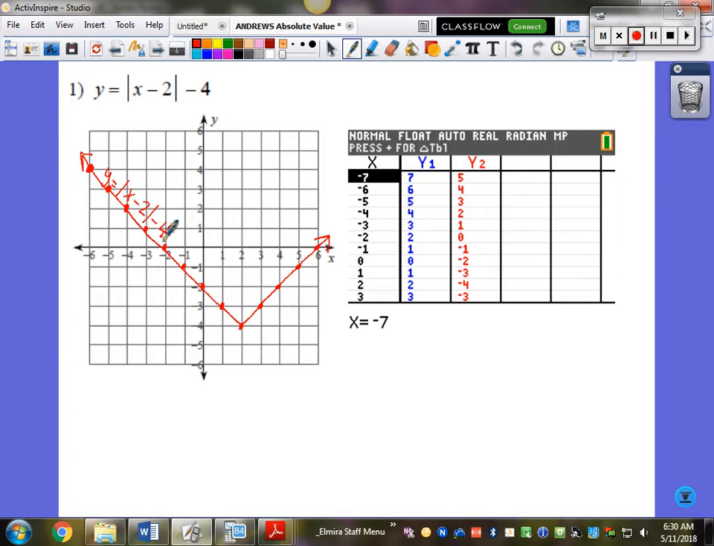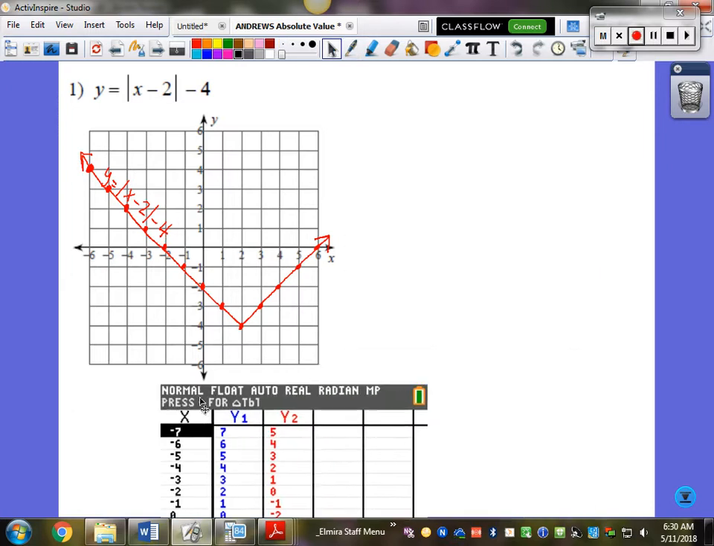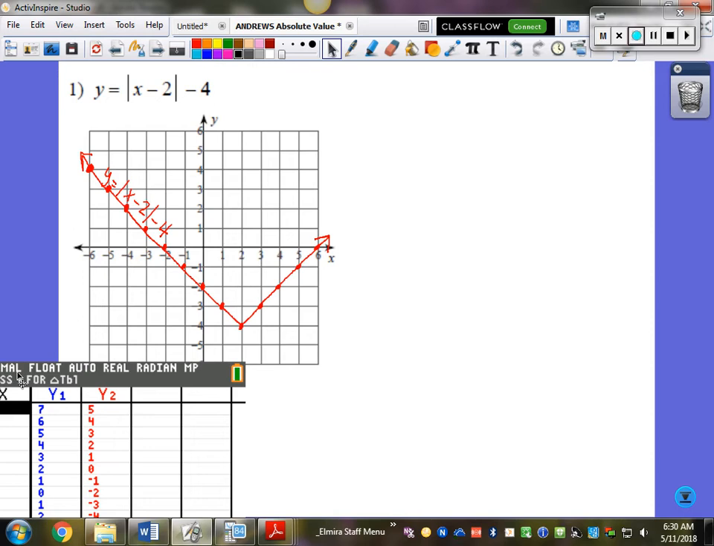Okay, now in the space over here in between, I want you to talk about what the -2 and the -4 did to your parent function. So the -2 is inside the absolute value symbol, so it moved right 2. The -4 is outside, that means down 4. But here's why I want you to put it on the calculator.